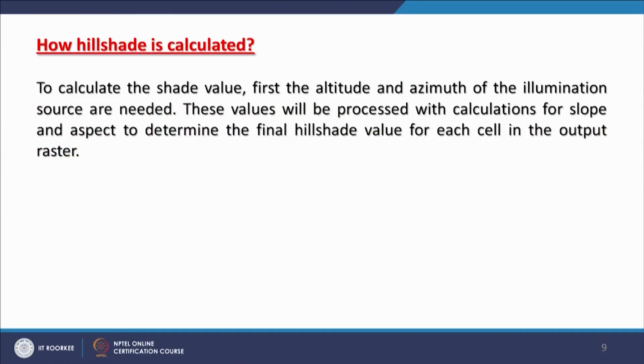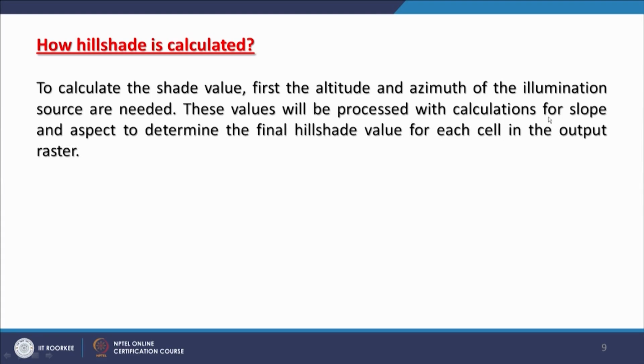So, how exactly is this calculated? To calculate the shade value for each cell, the altitude and azimuth of the illumination source are needed, which are provided by the user. Default values we have already discussed. These values will be processed with the calculation for slope and aspect to determine the final hillshade value for each cell in the output raster.